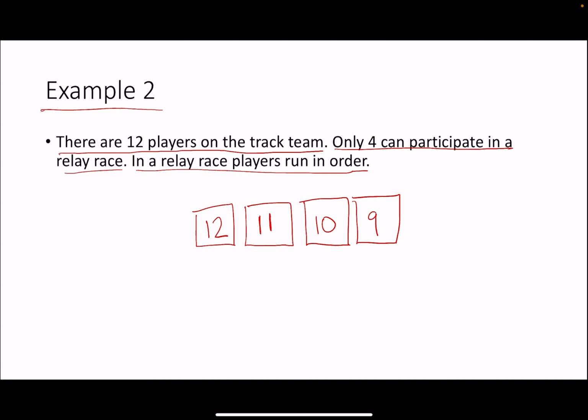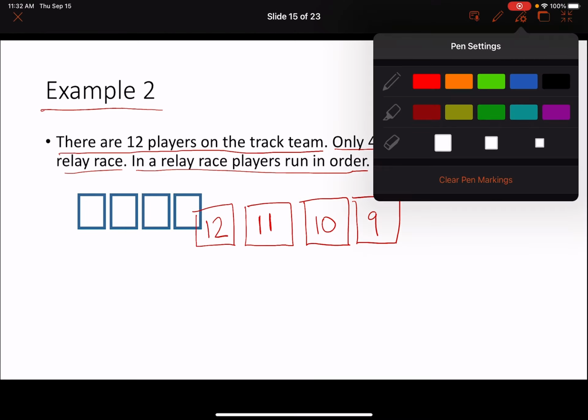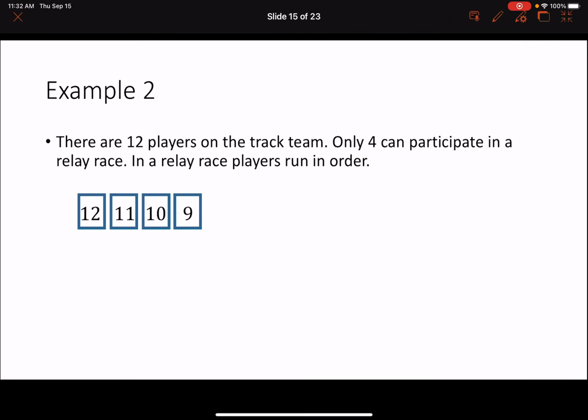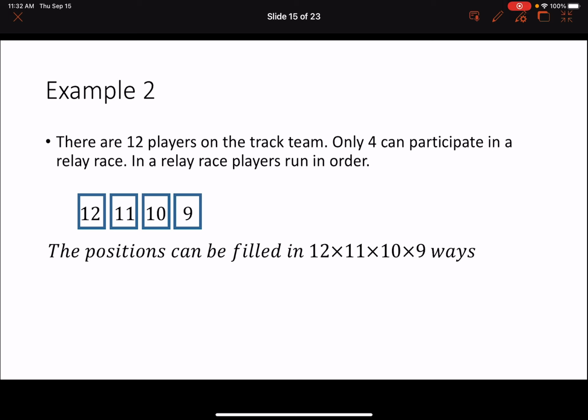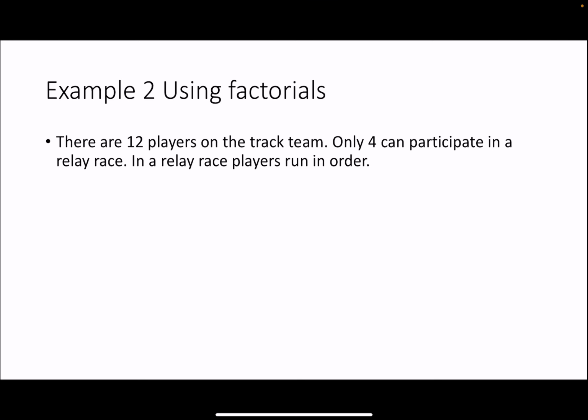Now, this is where permutation notation comes in handy. So the position can be filled in 11,880 ways. So I want to do this using factorials. Okay, and it's kind of a roundabout way. So you'll see where we kind of count more than we need to, and then we subtract.